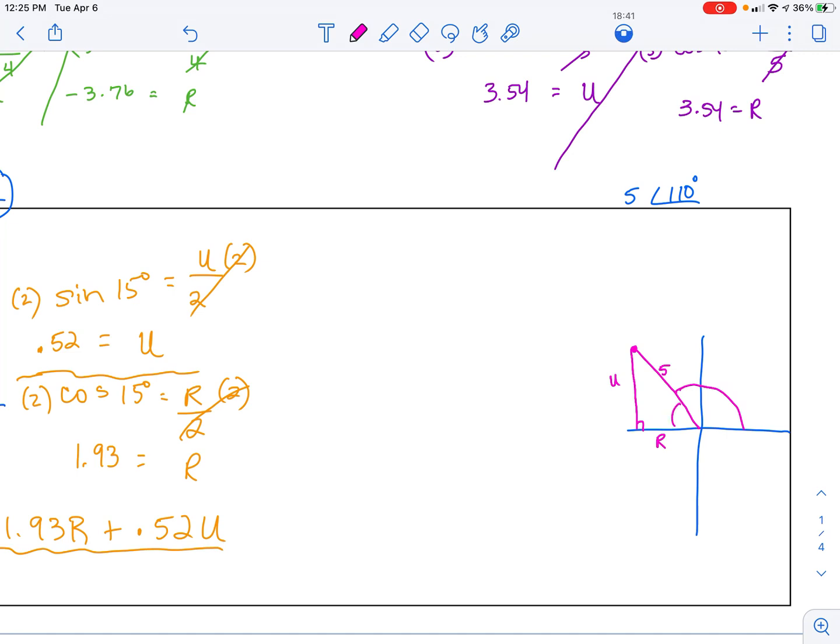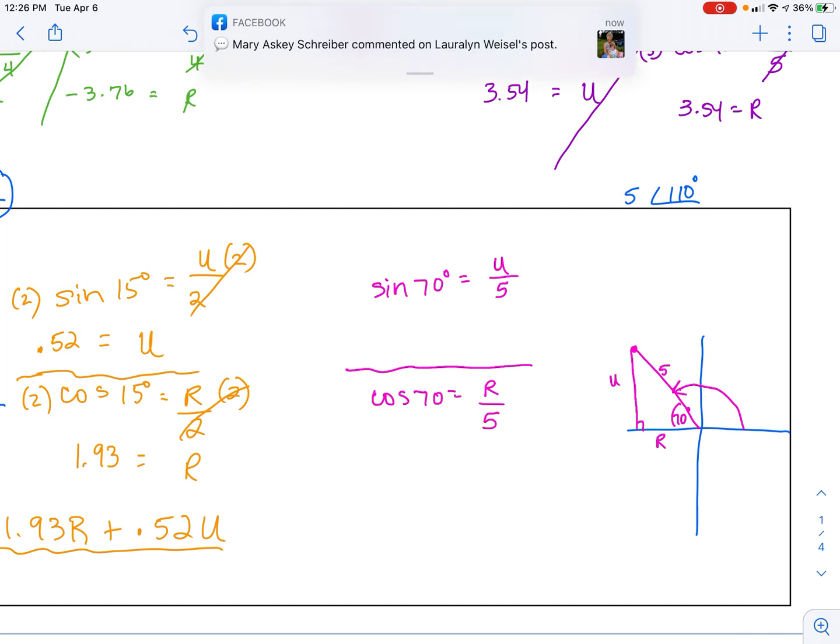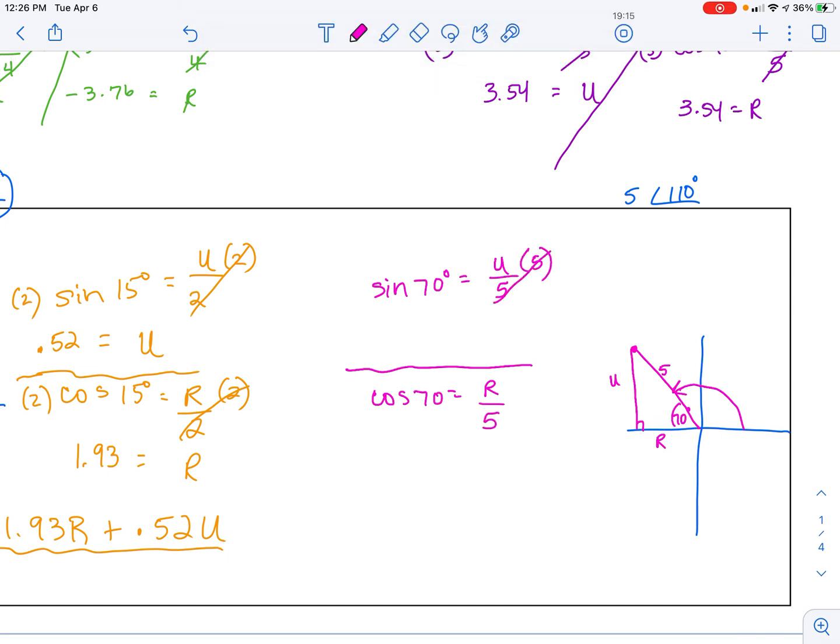What is our angle's measurement now? We know that to get to this point was 110. So in order to make it all the way to the y-axis, that would be another 70. So the angle inside that triangle is 70 degrees. So let's find our sine and our cosine. Sine of 70 is always opposite, which is our up measurement over the hypotenuse, which is 5. And then for cosine of 70, we're going to solve for the right side over 5. Up is equal to, and you should get 4.70.